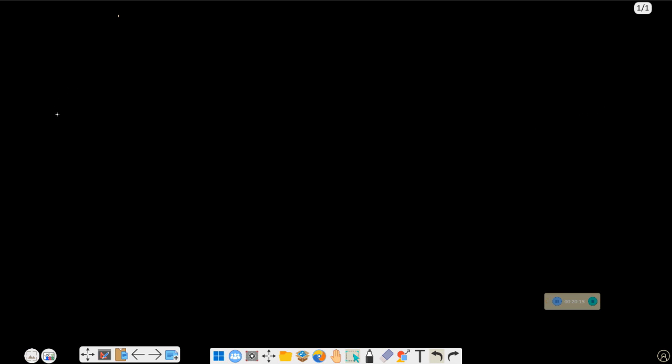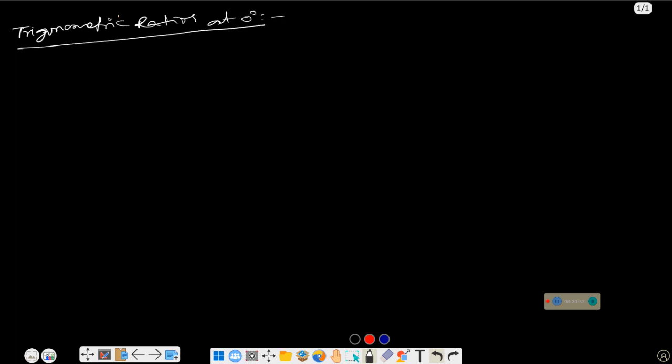Now we can find the trigonometric ratios. Now listen. Trigonometric ratios at first to 0 degrees. First we have to find out at 0 degrees. So to find this one, first draw one triangle here.